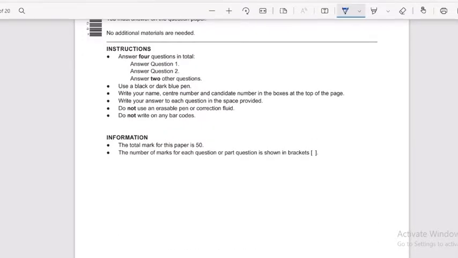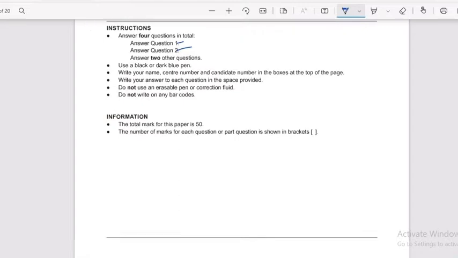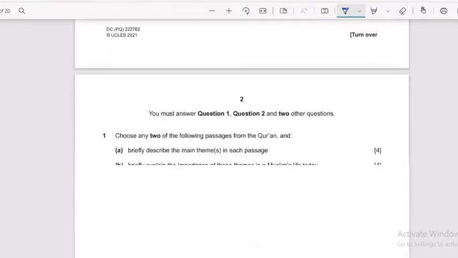As I've told you, answer 4 questions. First and the second question are compulsory. Then you have an option to answer any other 2. You have to choose from question 3, 4, and 5. 50 marks, as I've mentioned before.